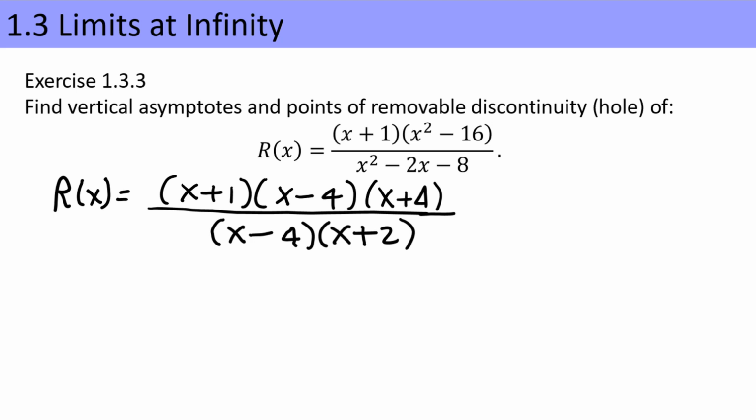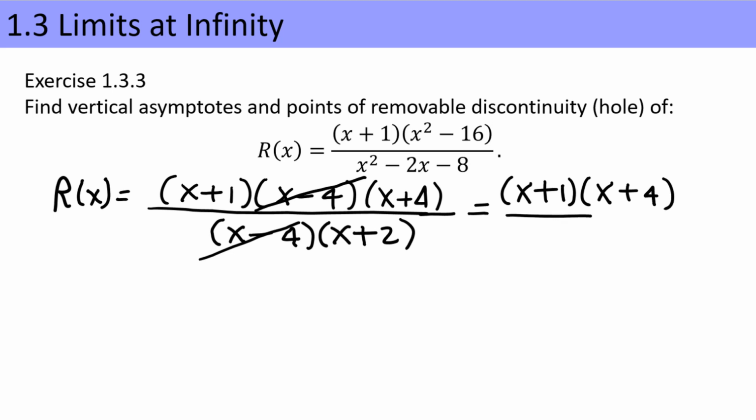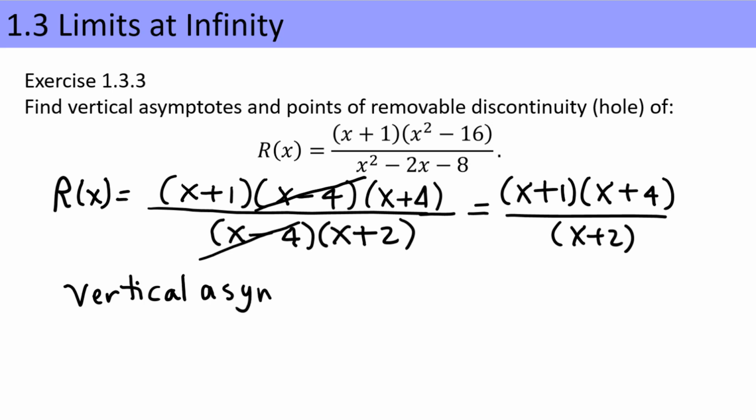Now, if we did not cancel common terms, we would appear to have two vertical asymptotes, at x equals 4 and x equals minus 2. However, the x minus 4's cancel, and so this simplifies to x plus 1 times x plus 4, divided by x plus 2. Now we will see that the vertical asymptote would be the x value at which the function is undefined, which would be x equals minus 2.